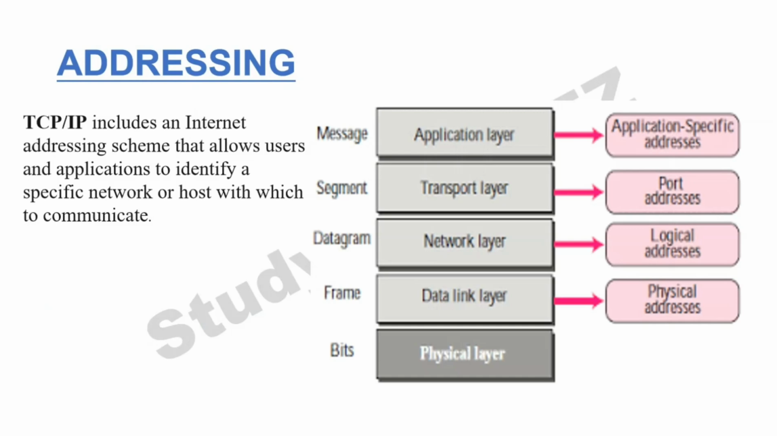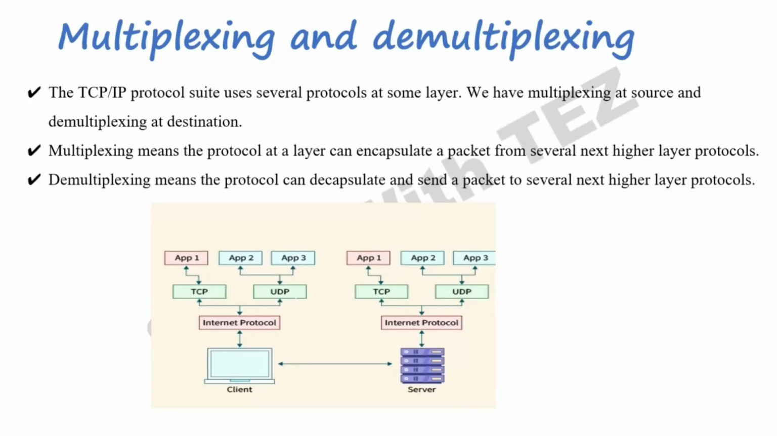What kind of addresses are there at each layer? At the application layer, it is an application-specific address, and at the transport layer, it is the port address. At the network layer, it is the logical address. At the data link layer, it is the physical address. So this is how the addressing is done. It is an addressing scheme that allows the users and applications to identify a specific network or host with which they communicate. So this is how it has been done.